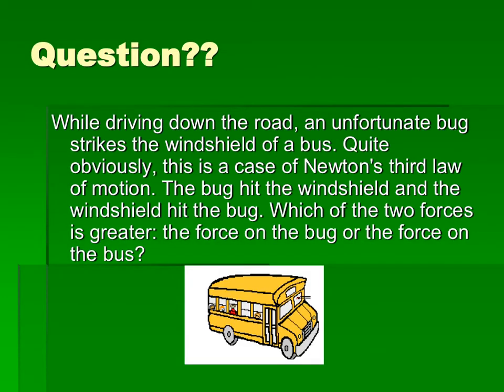Alright, so here we have a story. While driving down the road, an unfortunate bug strikes the windshield of a bus. Quite obviously, this is a case of Newton's third law of motion. The bug hit the windshield, and the windshield hit the bug. Which of these two forces is greater, the force on the bug or the force on the bus? And I would like you to discuss this with the person next to you.